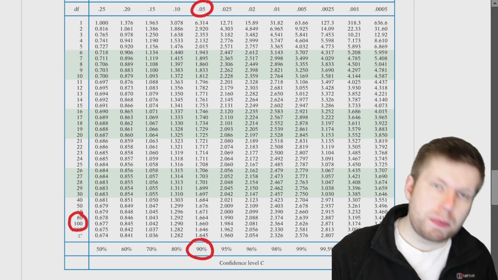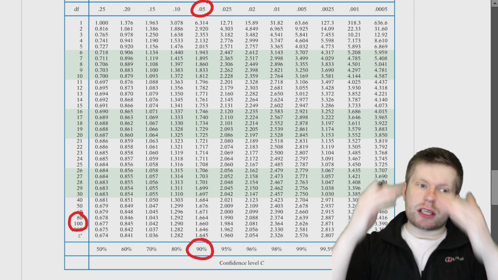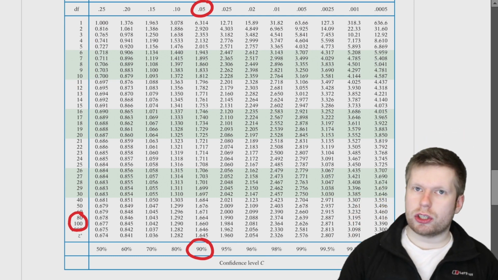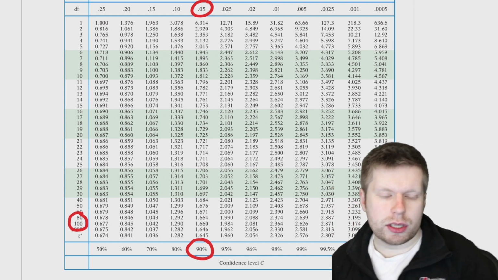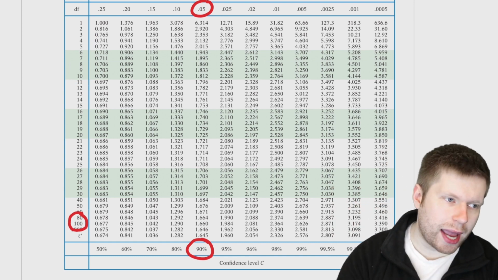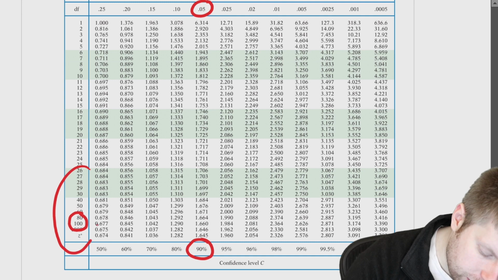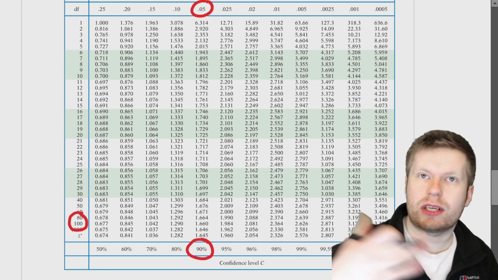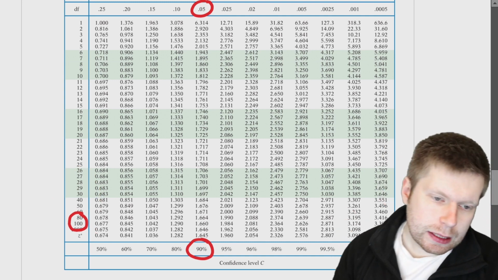So just be aware that for lower degrees of freedom, there are going to be bigger differences in the units of standard deviation you're using than if you're looking at higher degrees of freedom. That's the reason why the resolution of degrees of freedom drops off and goes to every 10 or every 20 eventually. So let's have a look.